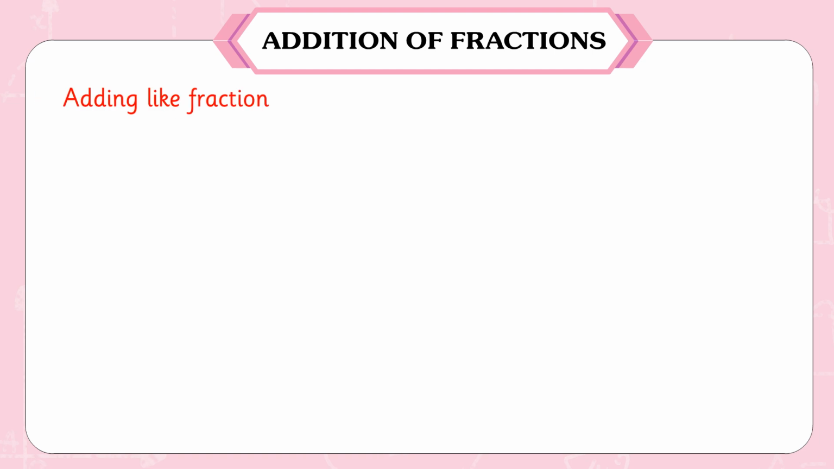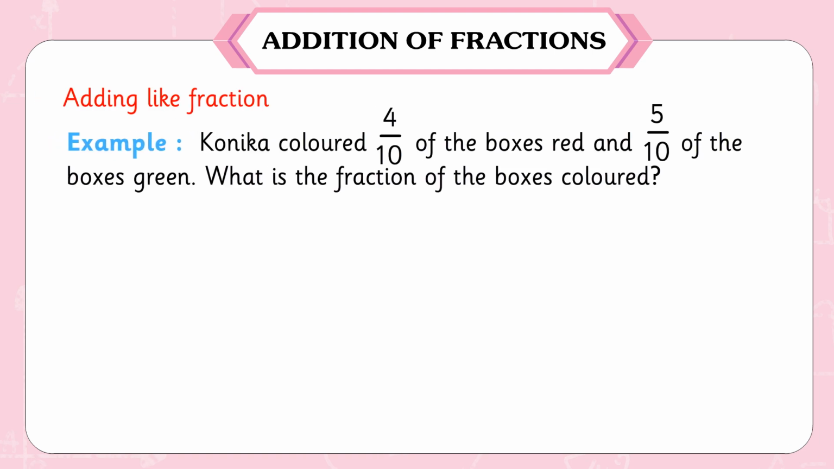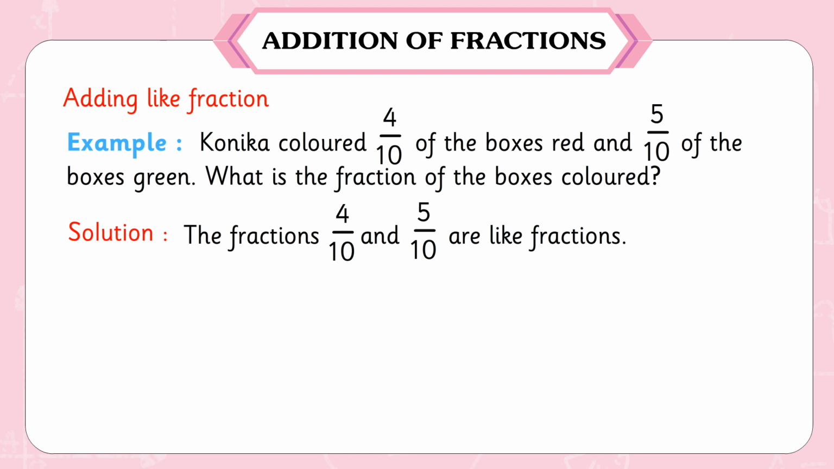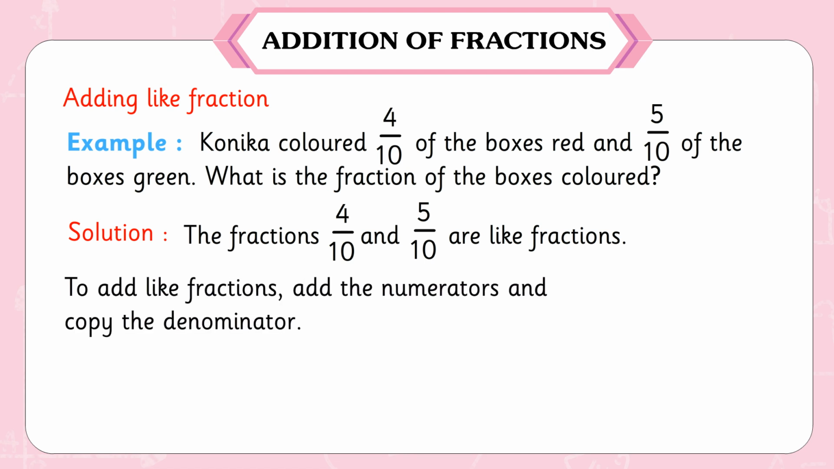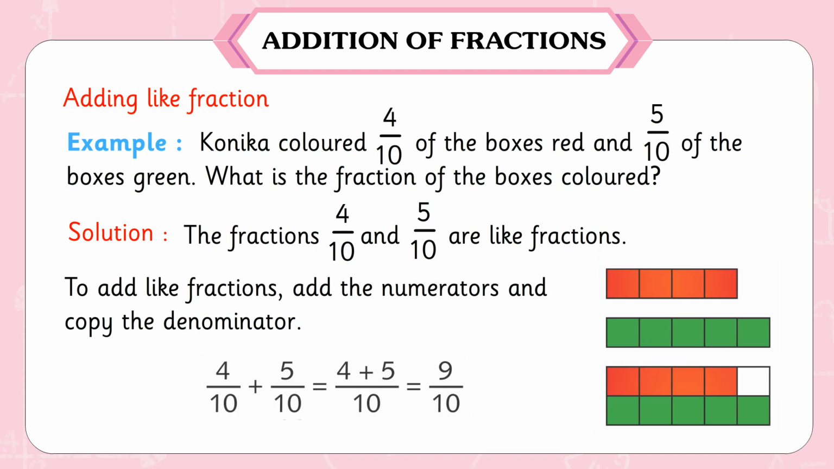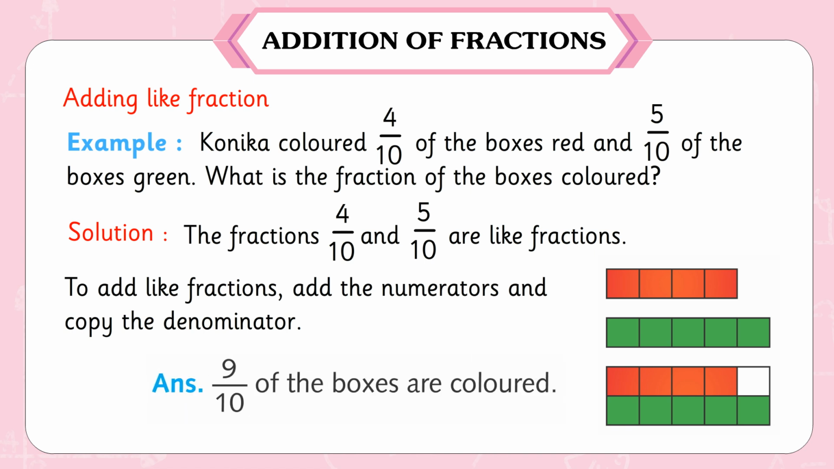Addition of fractions. Adding like fractions. Example: Konika colored 4 by 10 of the boxes red and 5 by 10 of the boxes green. What is the fraction of the boxes colored? Solution: the fractions 4 by 10 and 5 by 10 are like fractions. To add like fractions, add the numerators and copy the denominator. 4 by 10 plus 5 by 10 is equal to 4 plus 5 by 10 is equal to 9 by 10. Answer: 9 by 10 of the boxes are colored.